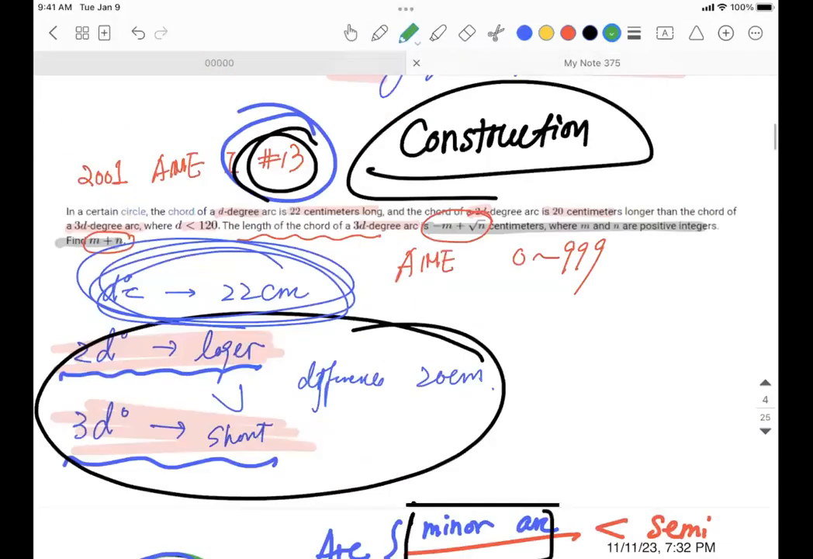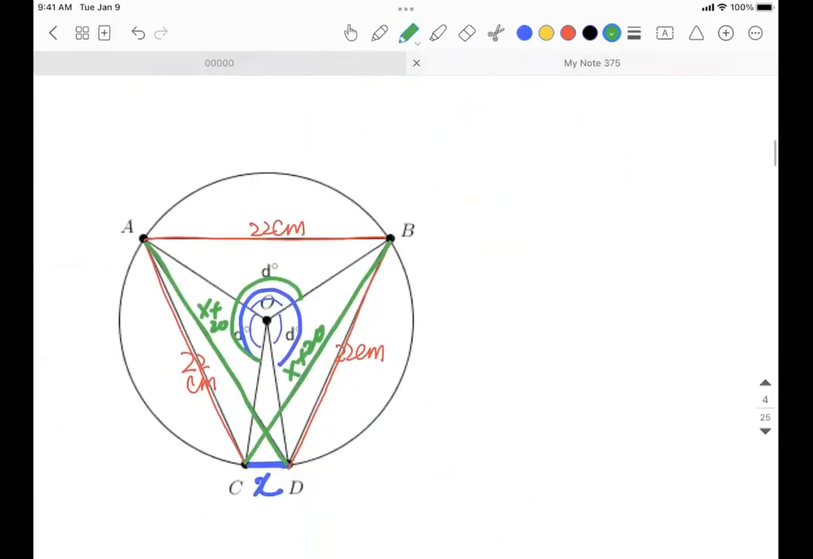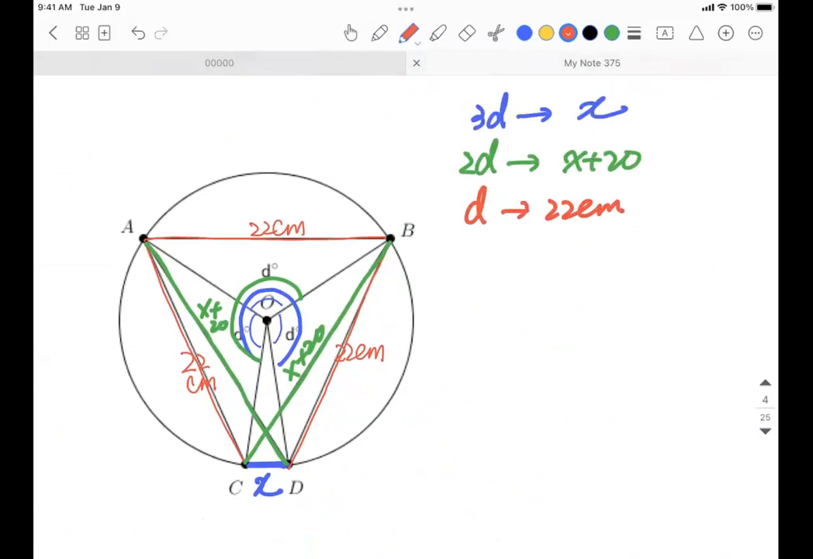Can you explain why it's X plus 20 again? Because the question says here, the 2D degree arc's chord is 20 centimeters longer than the chord of the 3D arc. This is given by the problem. So for the 3D degree, I'm going to give the color: the 3D degree chord is X. The 2D degree chord is green, X plus 20. And the D degree chord is just 22. Three colors: green is 2D, blue is 3D, and red is 1D.